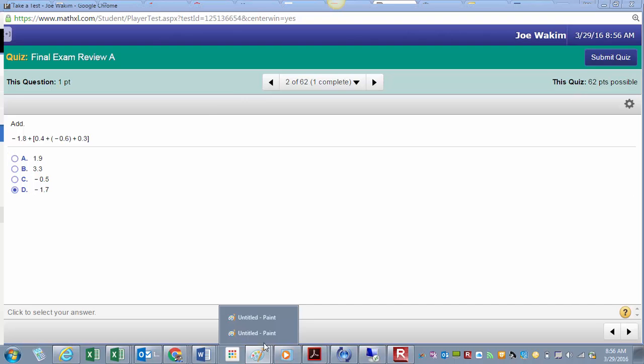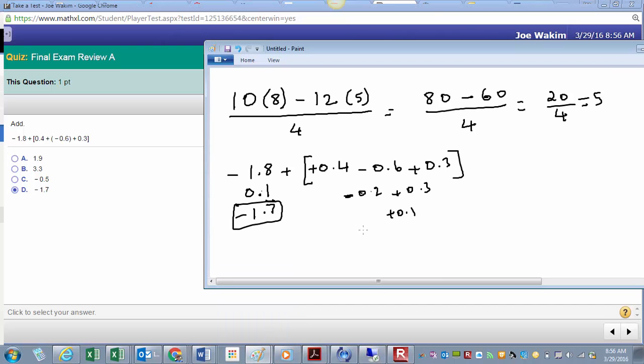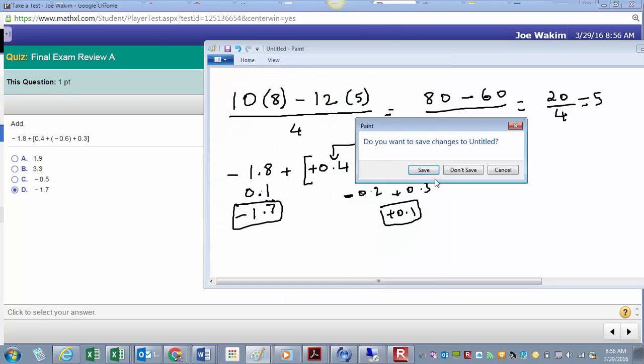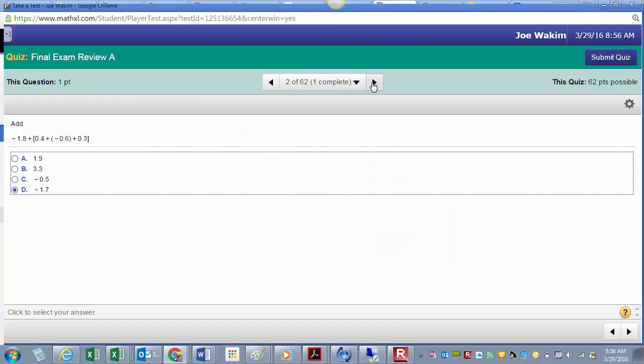So again, making sure I did this right, I have 0.4 is positive, 0.3 is positive. I can use another option now. If I add these first, I get 0.7, and then subtract from 0.6, I get 0.1. So either way you do it, you're going to get the same thing because this is only addition and subtraction. So I got 0.1 and then negative 1.8 plus 0.1 is negative 1.7. Let's go to the next problem, which is number 3.